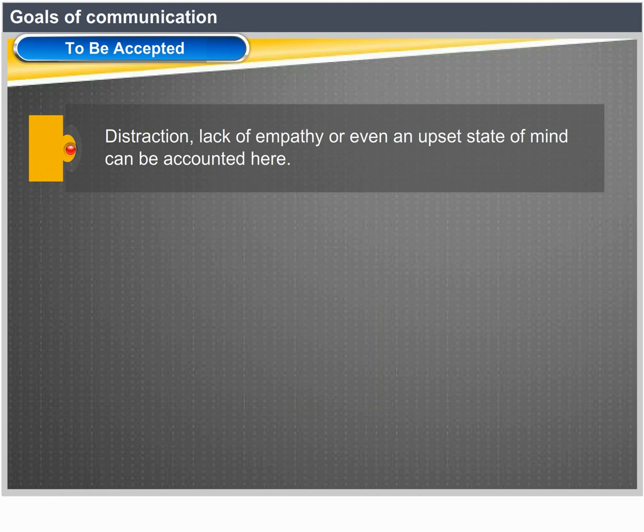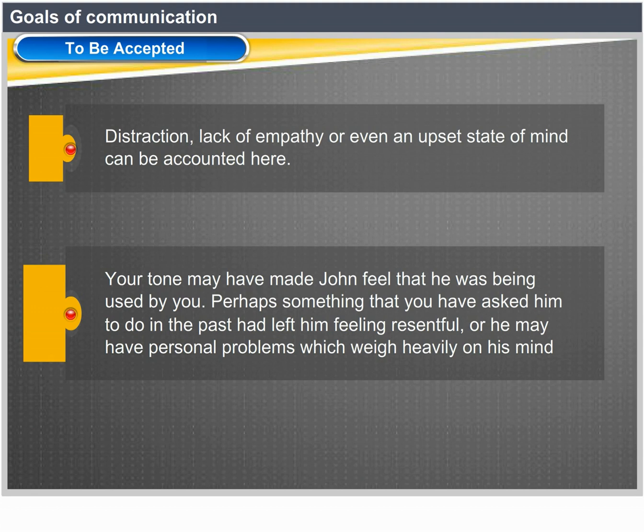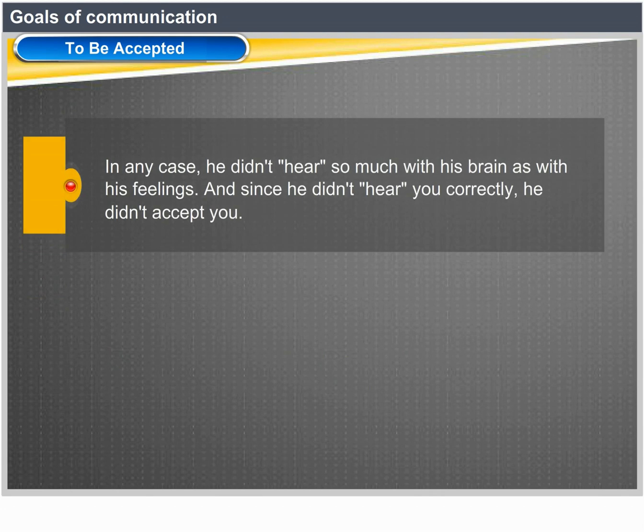Your tone may have made John feel that he was being used by you. Perhaps something that you asked him to do in the past had left him feeling resentful, or he may have personal problems which weigh heavily on his mind. In any case, he didn't hear so much with his brain as with his feelings. And since he didn't hear you correctly, he didn't accept you.